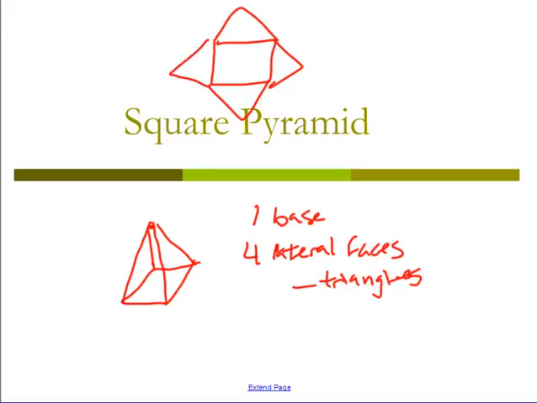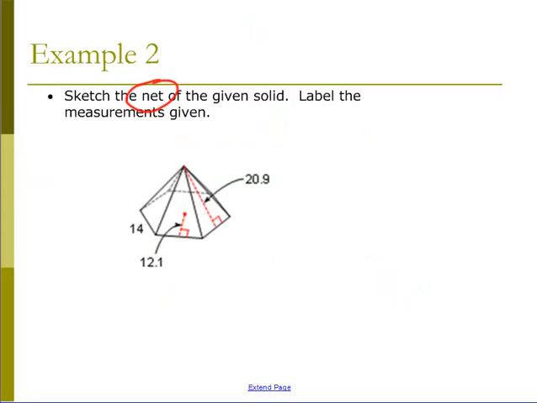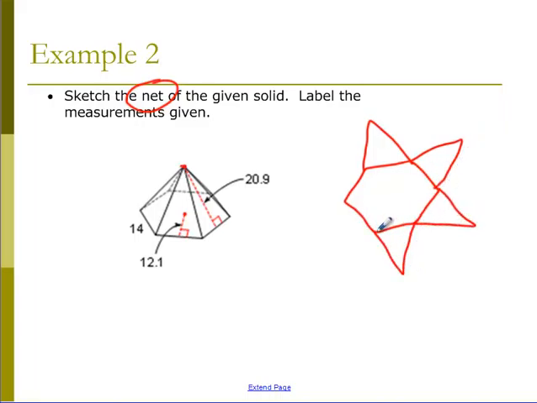So now that we've seen how to draw a net, let's go ahead and go back to this. Sketch the net of the given solid. So the base has 1, 2, 3, 4, 5, 6 sides. So it's a hexagon, and it's a pyramid because it comes to 1 point. So let's draw a hexagon. And then we're going to draw the faces, or the lateral faces on each end. There's a different way to draw this. This is the easiest way.